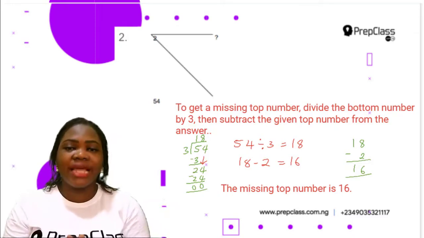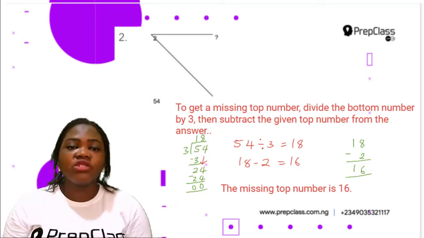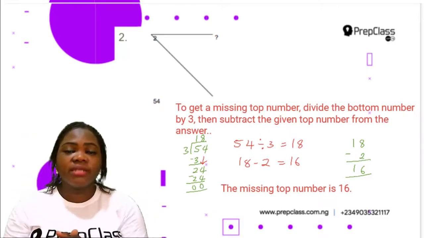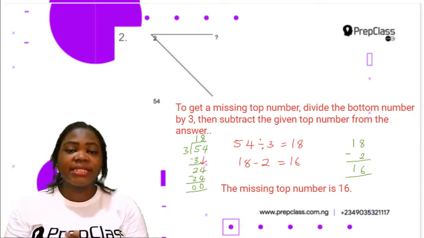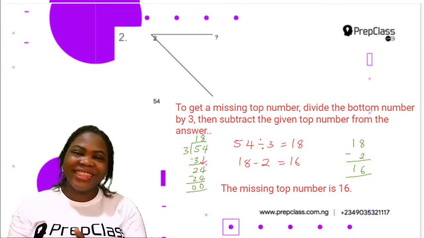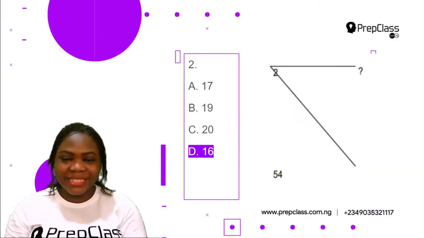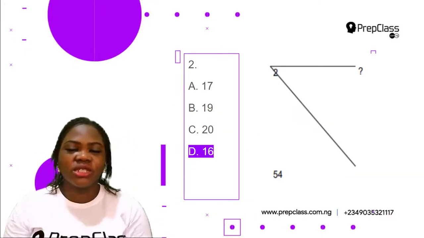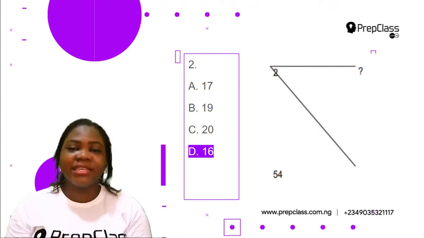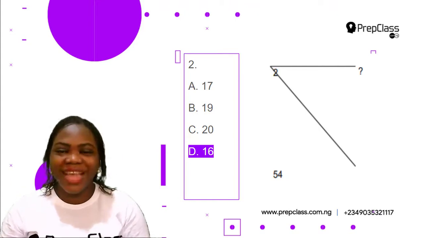For us to be sure that the answer is correct, all we have to do is to add the two top numbers. That is 2 plus 16. That is 18. Then 18 multiplied by 3 is 54. So you can see that the answer is correct. So the missing top number is 16. So which of these options is correct? Option D is 16. So option D is the correct answer.